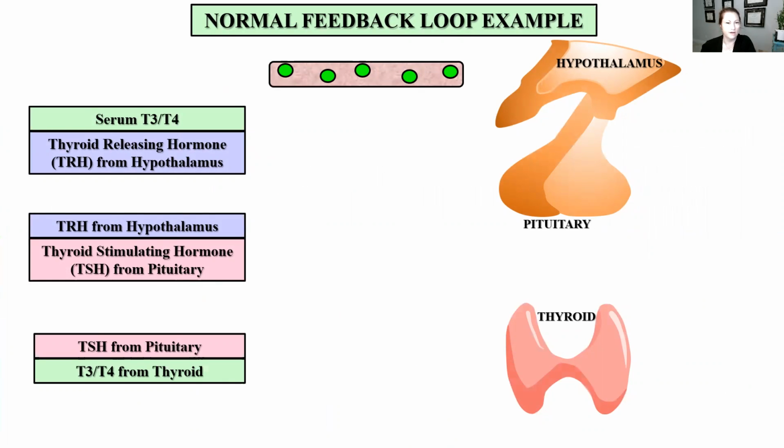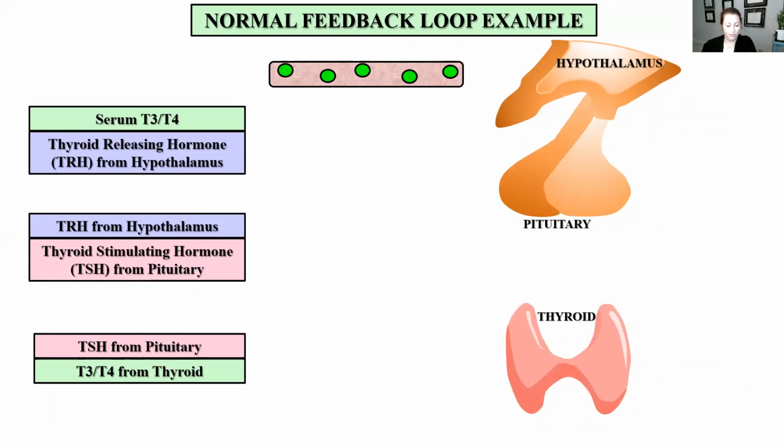And I want to set this slide up for you. So what we're looking over here on the right, that's going to be the hypothalamus. It's a part of the brain that acts like a thermostat to regulate our hormones. Then we have the pituitary gland, and then finally we have the thyroid. So I want to use this as our setup of what a normal feedback loop should look like. The red strip on the top is going to act as our bloodstream, and then the green circles would be an example of T3, T4.